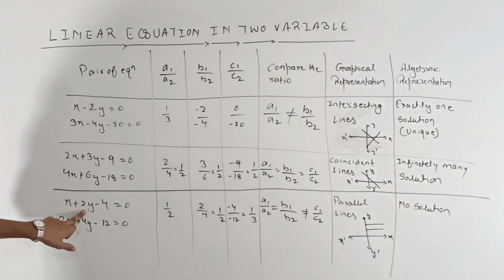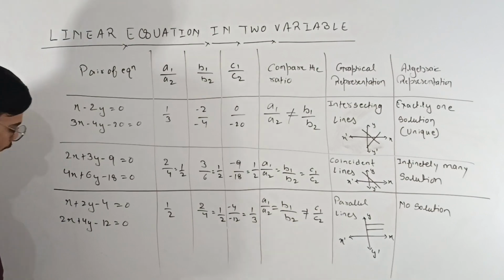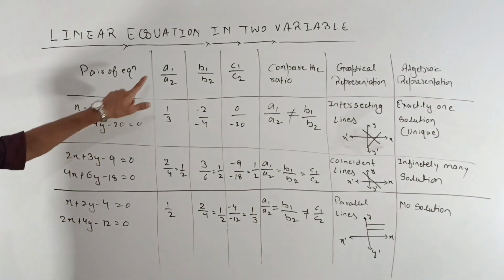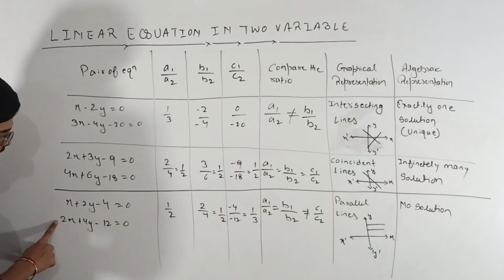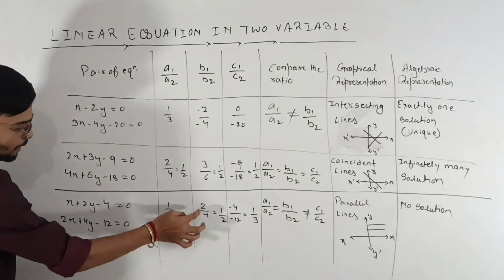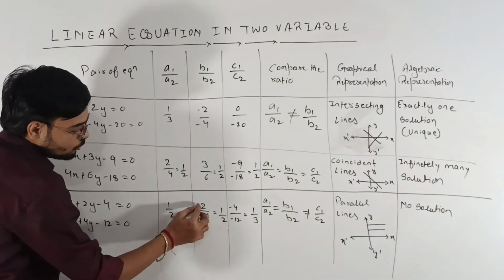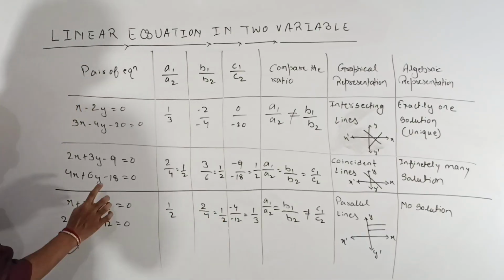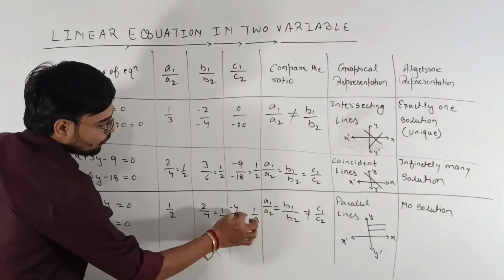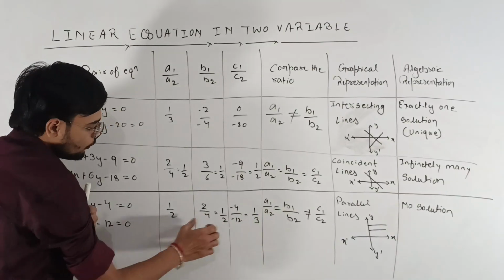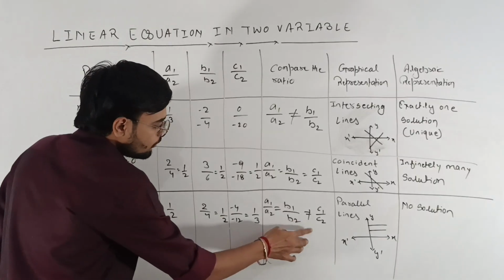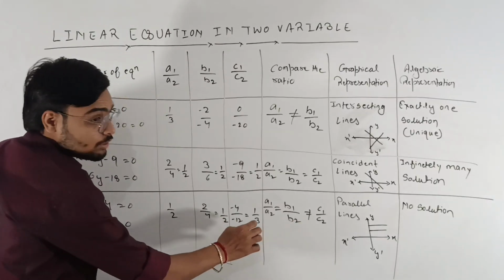The third pair is x plus 2y minus 4 equal to 0 and 2x plus 4y minus 12 equal to 0. Now for this pair, a1 upon a2: a1 is 1, a2 is 2, so 1 upon 2. b1 upon b2: b1 is 2, b2 is 4, so 2 upon 4 is equal to 1 upon 2. Now c1 upon c2: c1 is minus 4, c2 is minus 12, so this is 1 upon 3. Now a1 upon a2 is equal to b1 upon b2, 1 by 2, 1 by 2, and is not equal to c1 upon c2, which is 1 upon 3.